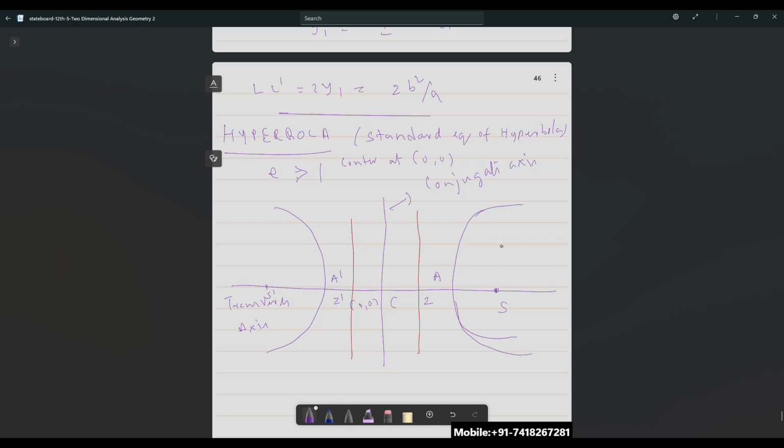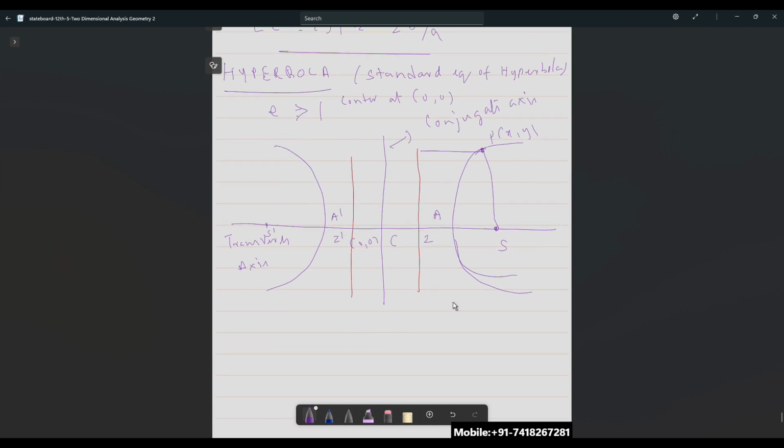So now, as usual, you'll have a point P(x, y), and there will be a distance from the fixed line and a distance from the fixed point, which we call the focus. So this is the setup.